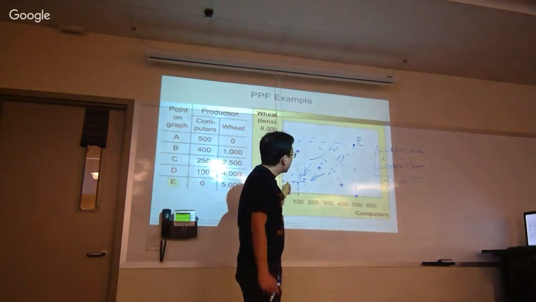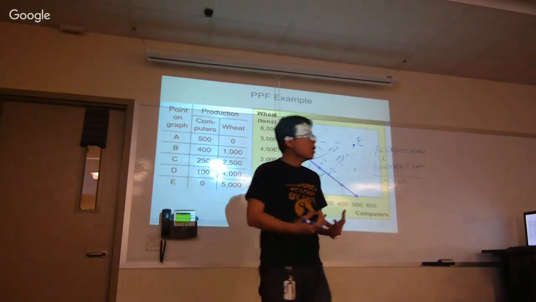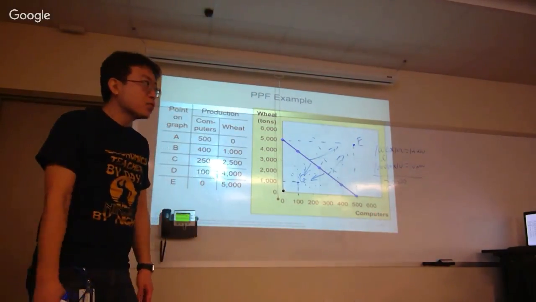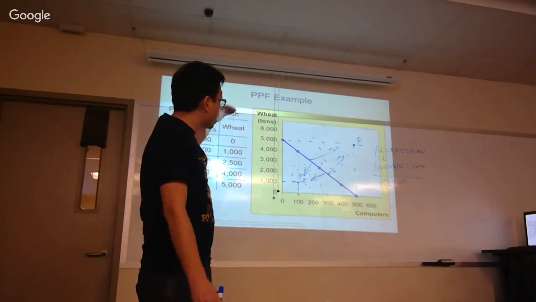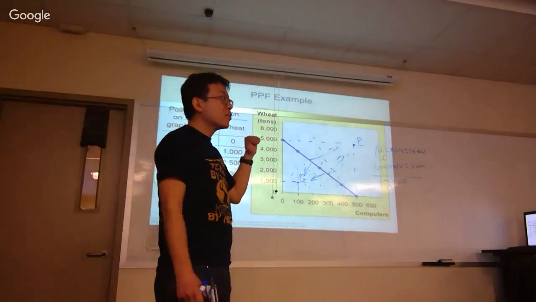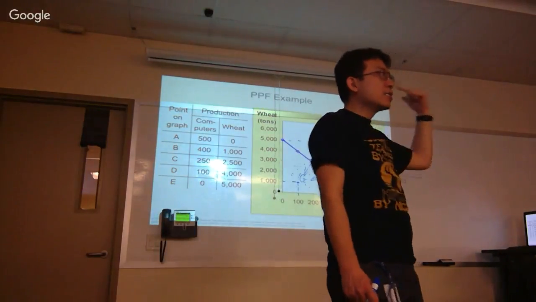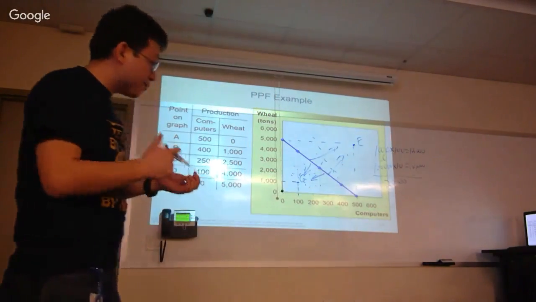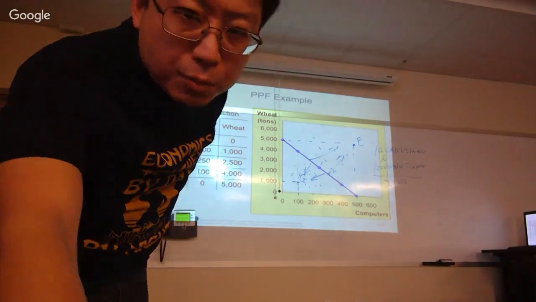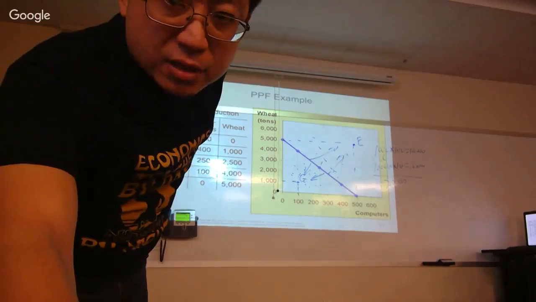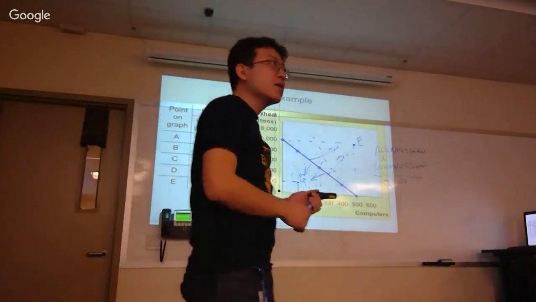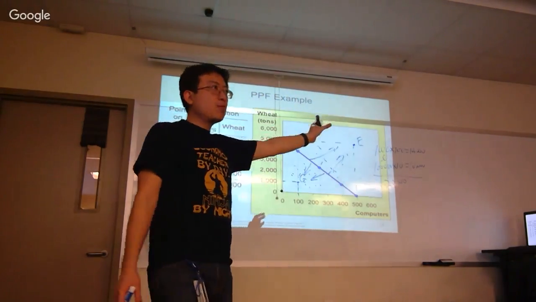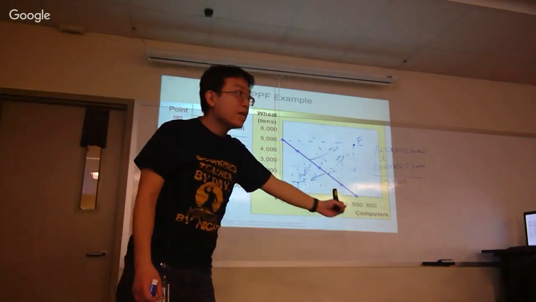Points outside, we call them impossible because we don't have enough resource to produce them. Points inside, we call them inefficient because we're not using all the resources we have. And points on the line, we call them efficient because we're using everything we have. So points outside impossible, points inside inefficient, points on the line efficient.